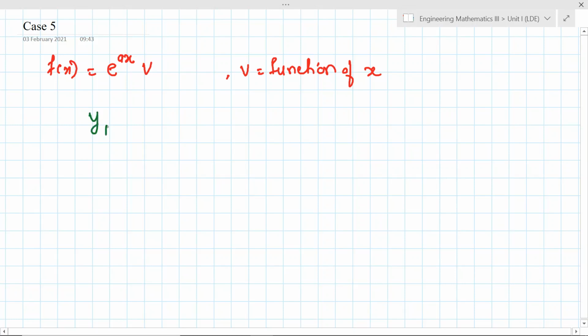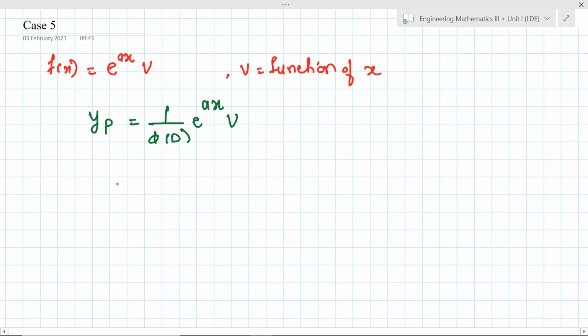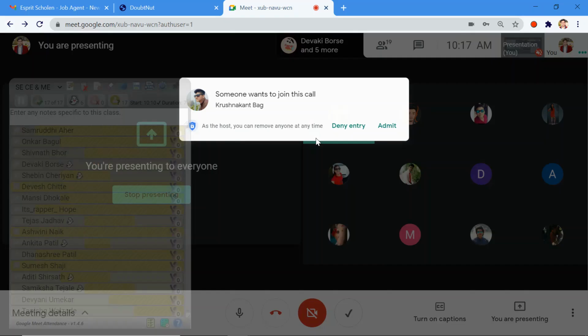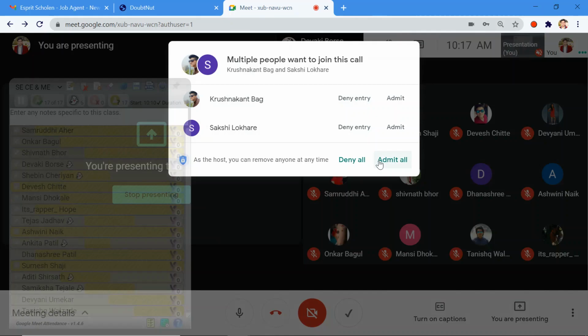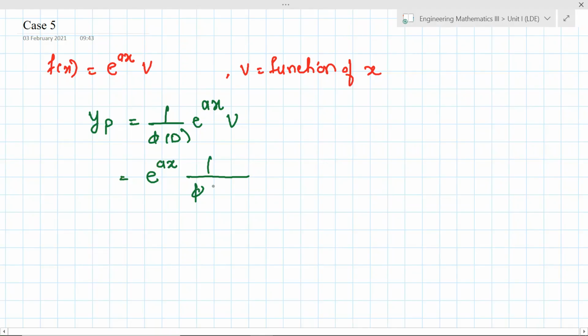So y_p is equal to 1 upon phi of D into e raised to ax into v. What we need to do here, let us see it properly. We take this e raised to ax outside and replace D by D plus a. This is very important, into v. That's it about this case.